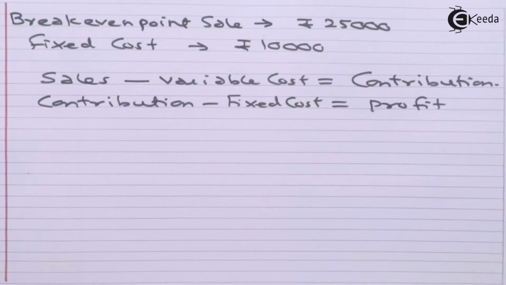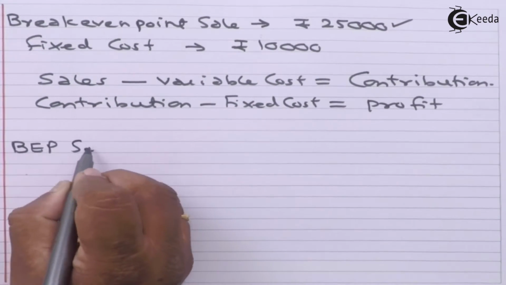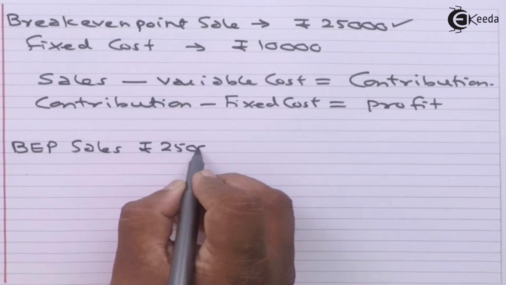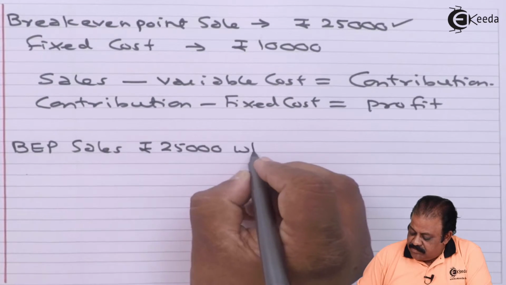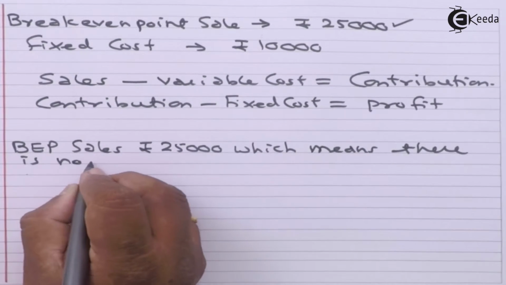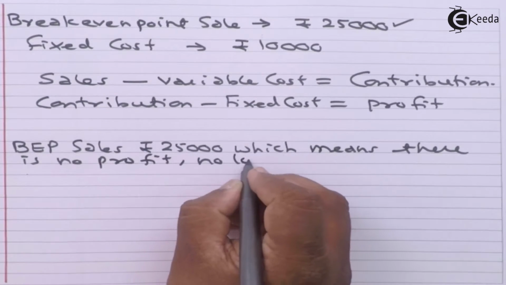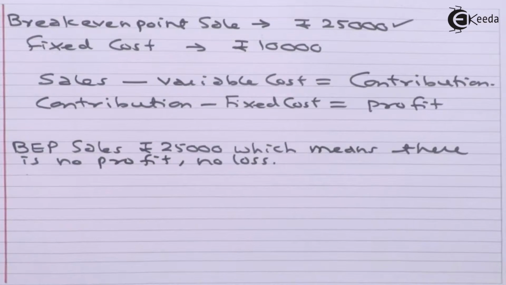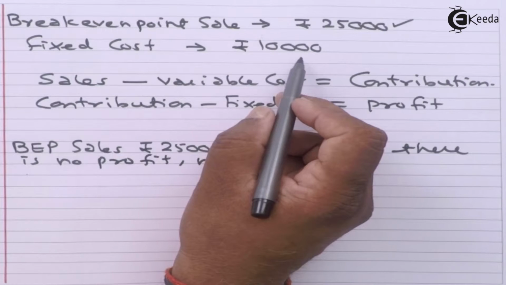Now in this question, they have given break-even point sale. Break-even point sales they have given rupees 25,000. Break-even point sales rupees 25,000, which means there is no profit, no loss at this sale. In question they have said fixed cost 10,000.